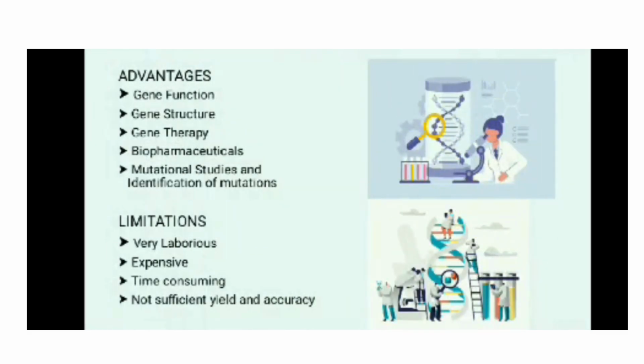Next is advantages. Gene cloning is used to study gene function, gene structure, and also used to construct genetically modified organisms, and also in gene therapy to treat genetic diseases. Moreover, it is used in biopharmaceuticals for the production of recombinant proteins and so on.